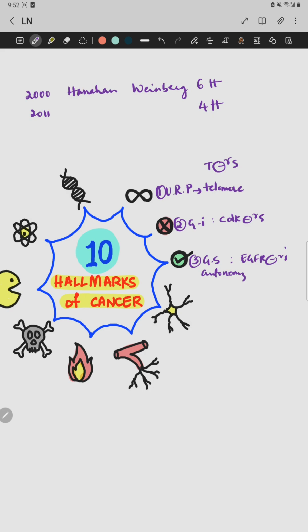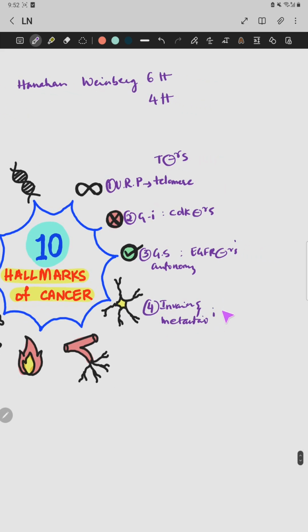The next one is invasion and metastasis. Genomic alterations affect the enzymes involved in invasion, or the molecules involved in adhesion. So it leads to this hallmark, that is, the capacity to invade and metastasize. To target this, we can use, for example, agents against HGF, hepatocyte growth factor, or c-MET.